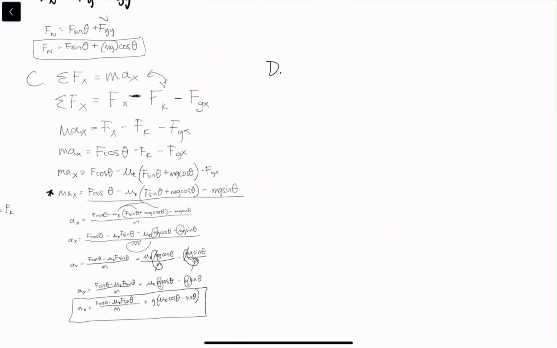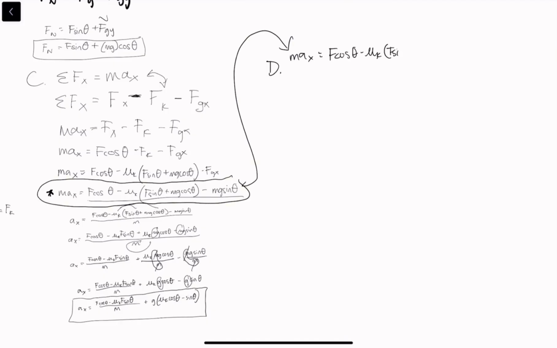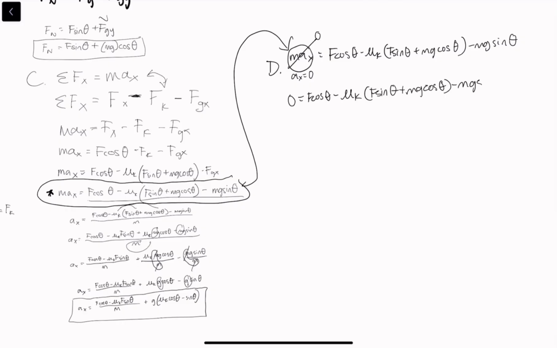sign. So for part D, I'm going to use this equation that I derived. And since we know that velocity is constant, that means that acceleration must be 0. And that means this term turns to 0. So we can just set the whole thing as equal to 0. And we're going to expand by distributing this negative mu k.